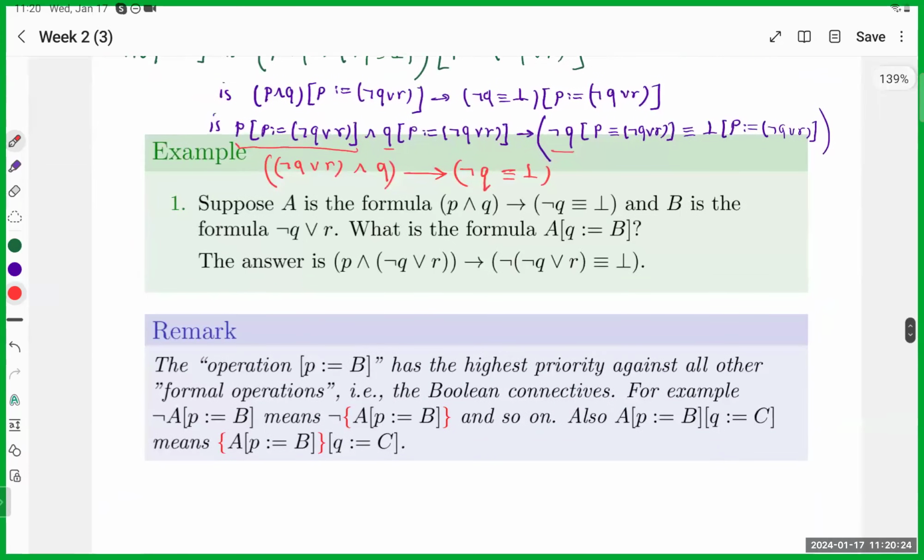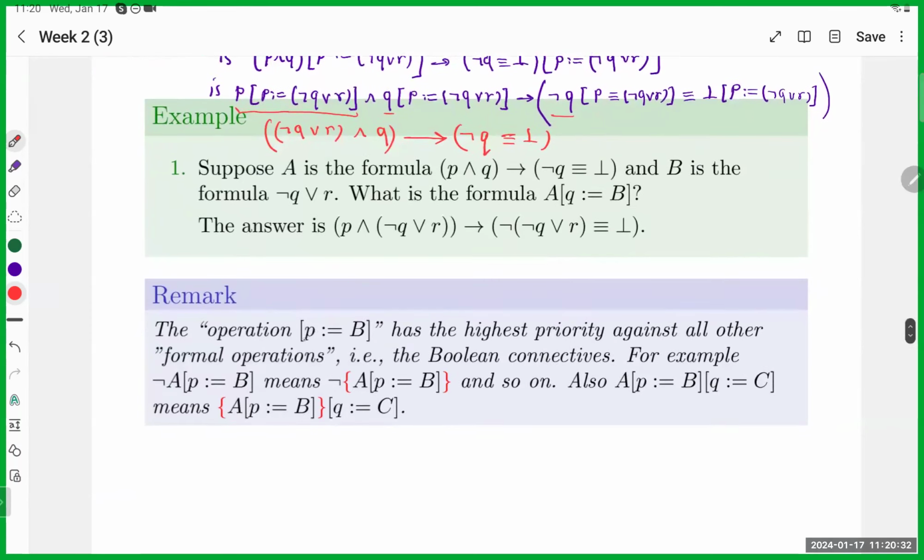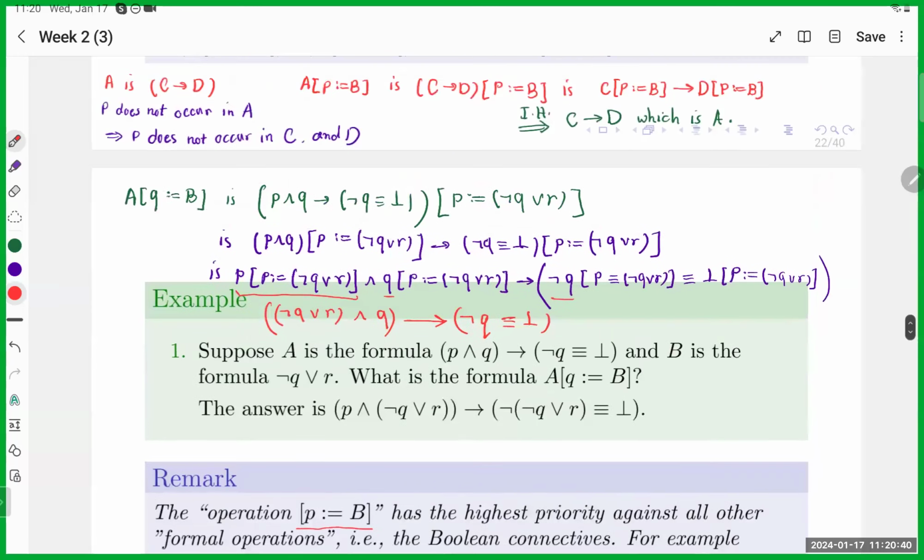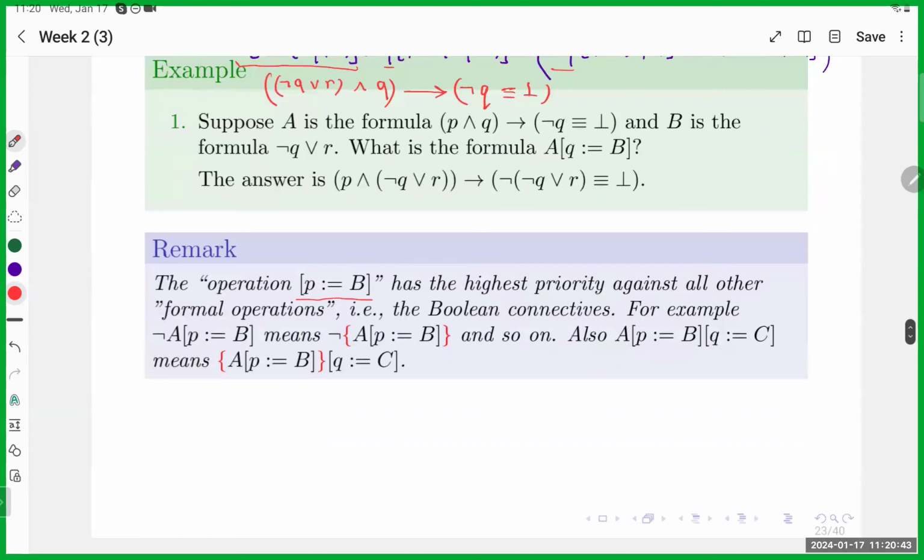One remark about the syntax of this substitution. This operation, by the way, comes from the meta theory. It's not part of our alphabet, but it has higher priority than any other thing. For example, if I wrote A and B, substitute P with the formula C, with no brackets, because the substitution has the highest priority, it means this. A is outside the substitution.